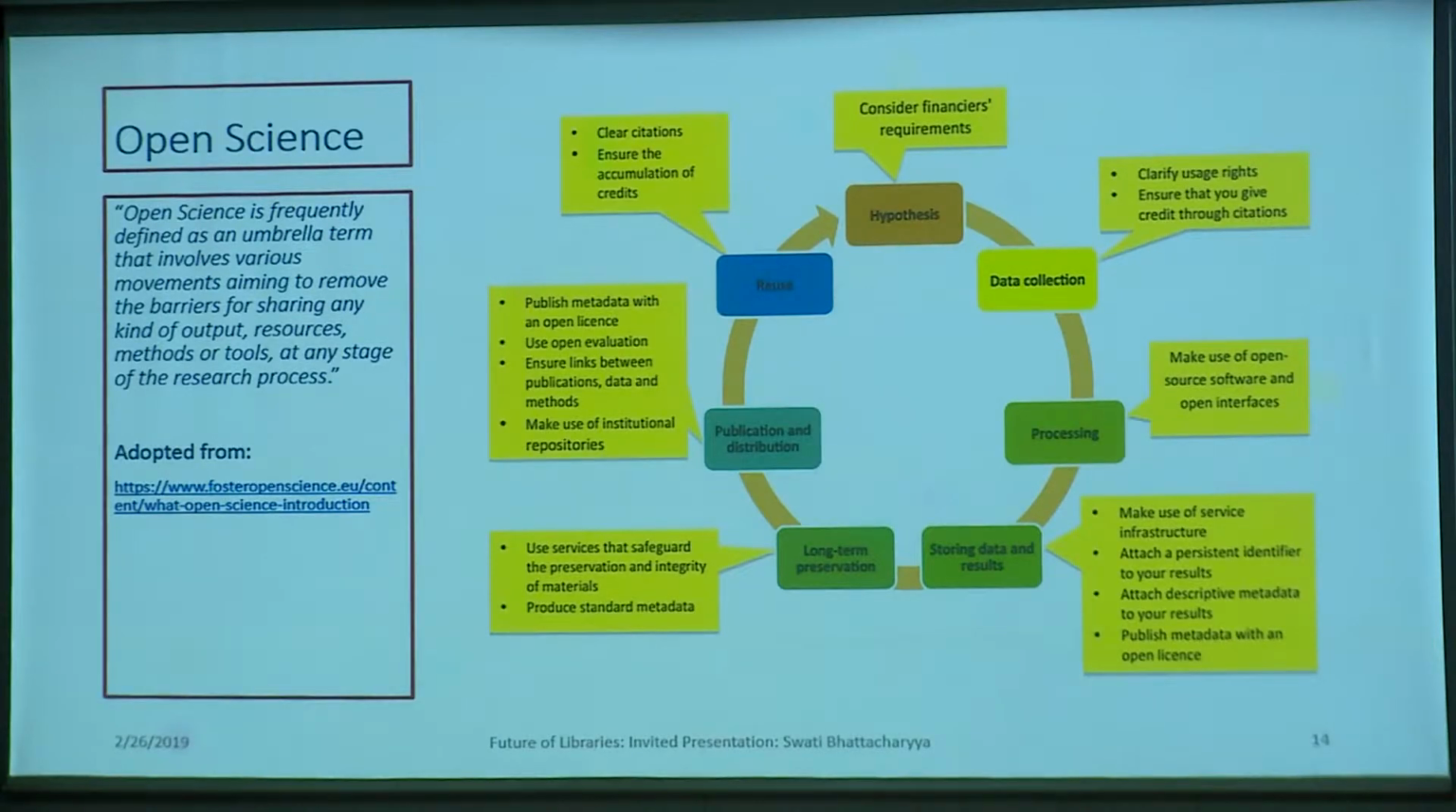So open science, this is their framework. They say from hypothesis to data collection, processing, storing, publication, and use, keep everything open. Make as much use of open source software as possible, keep the metadata descriptive, and also allow others to use it. And of course, there are other components like open access, but again and again they are saying publish metadata with an open license and allow people to use it.